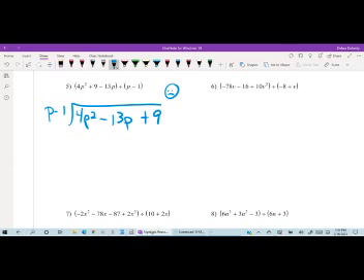Okay, same process. We're going to ask ourselves, what do we multiply 1p by to get 4p squared? So we need to multiply by 4 and by another p. So now we're going to write down our 4p squared. We're going to take 4p times negative 1, gives us negative 4p. We're going to change our signs. Gives us a negative 9p plus 9.